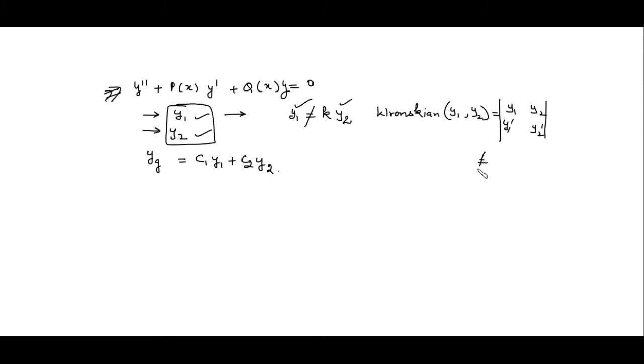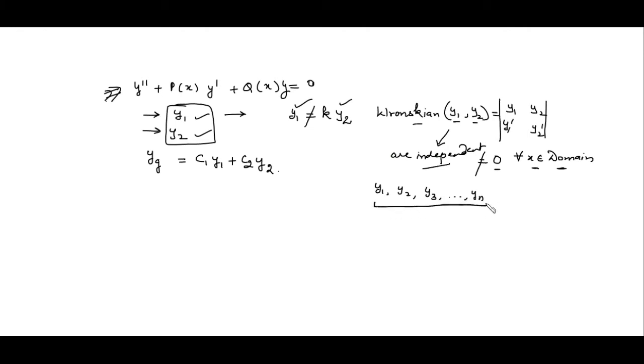So if this determinant is not 0 for all x in the domain, then we will say that these two solutions are independent. And if we get the value of this Wronskian to be 0 for x lying in the domain, then these y1, y2 are said to be dependent. If we have more than two solutions, let's suppose y1, y2, y3 and so on up to yn, and we need to check whether these solutions are independent or not, we can find the Wronskian of y1, y2 up to yn.